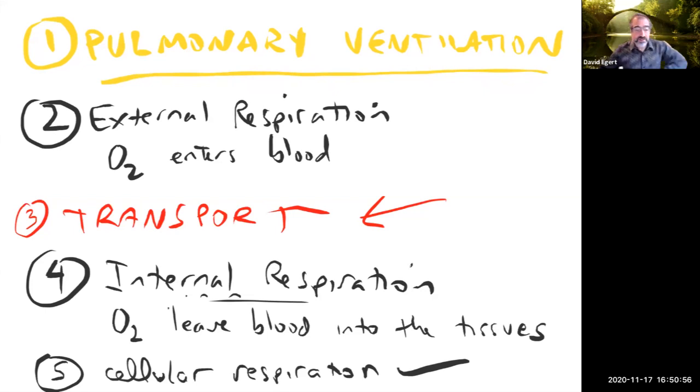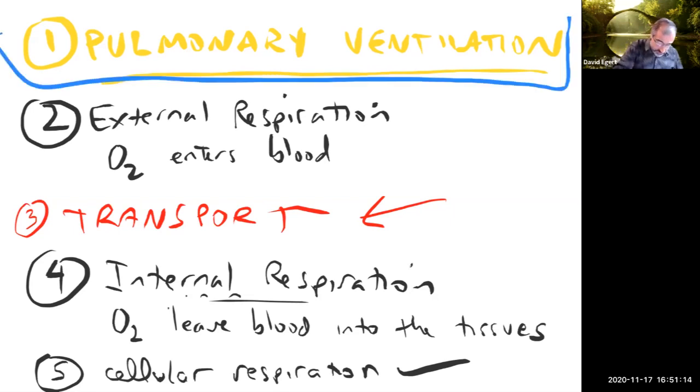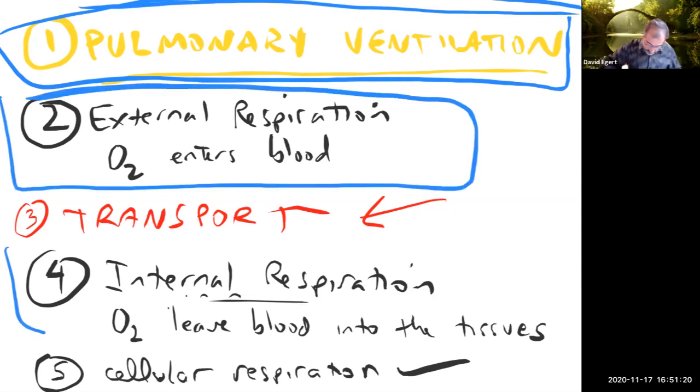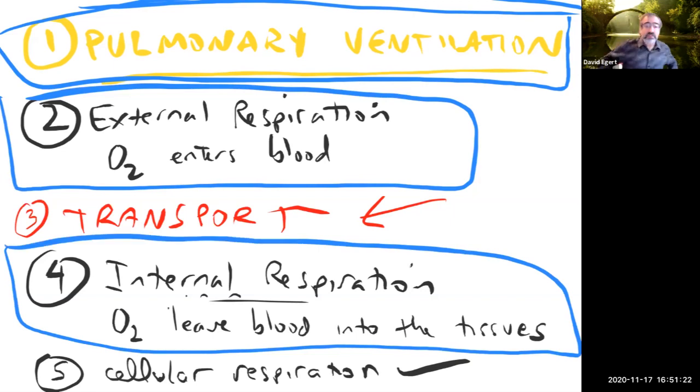Why do we have to do all this? It's because your cells need oxygen to do cellular respiration. But what we're going to focus on right now is, 1, we're going to look at this pulmonary ventilation in more detail. We're going to look at this part in detail. We're going to look at this part in more detail. So that's our plan, because we've already talked about transport out the wazoo as well as cellular respiration. This part you should feel pretty comfortable with.